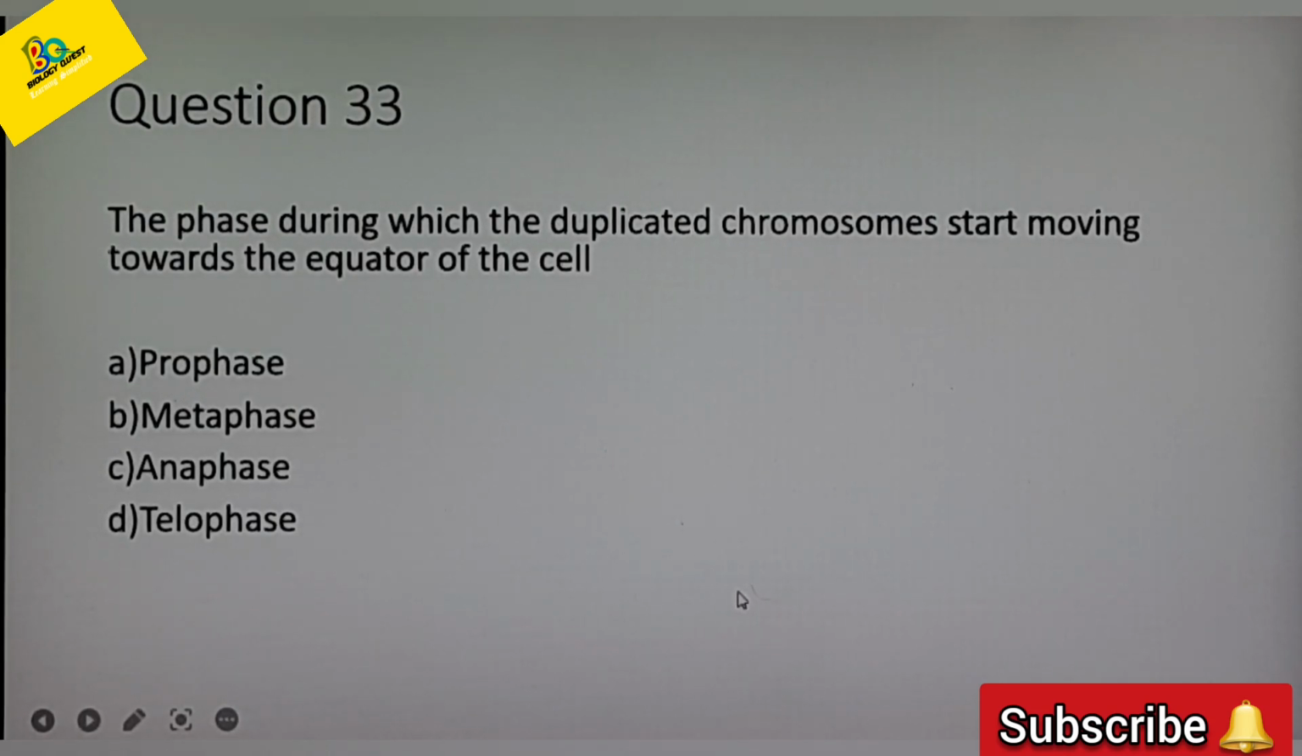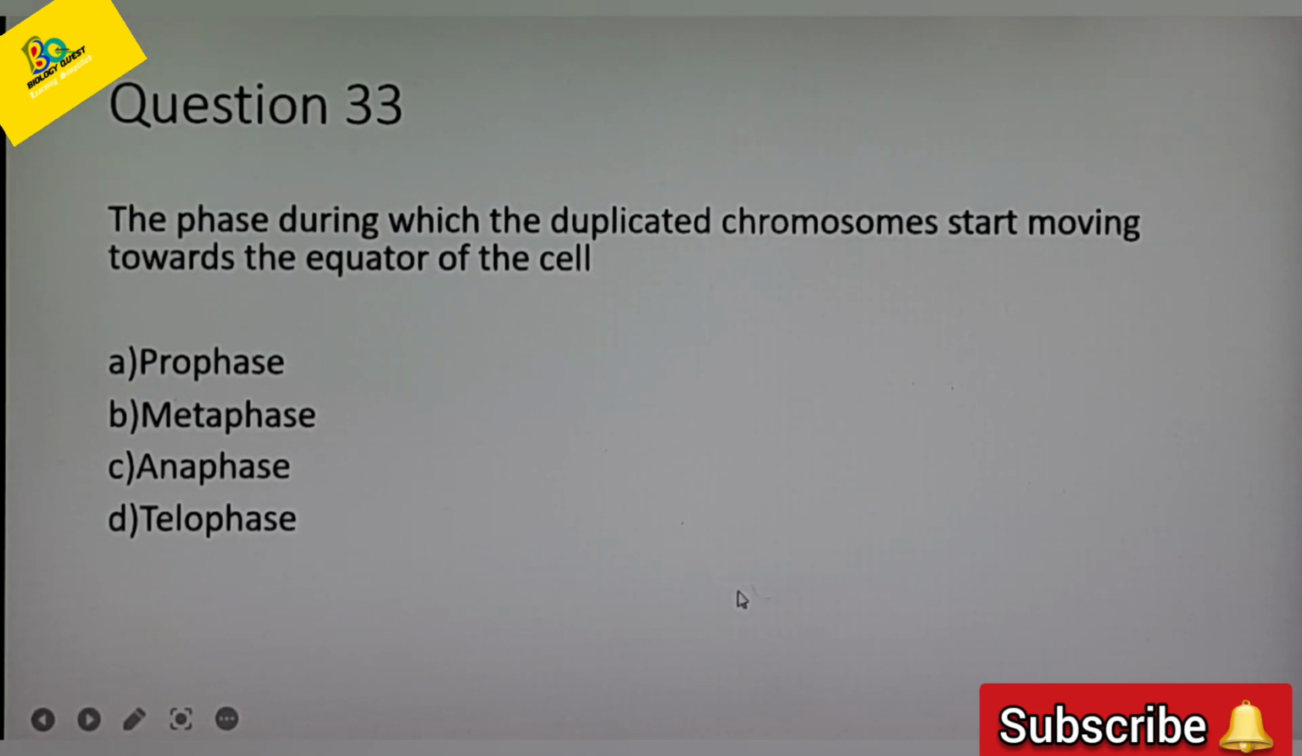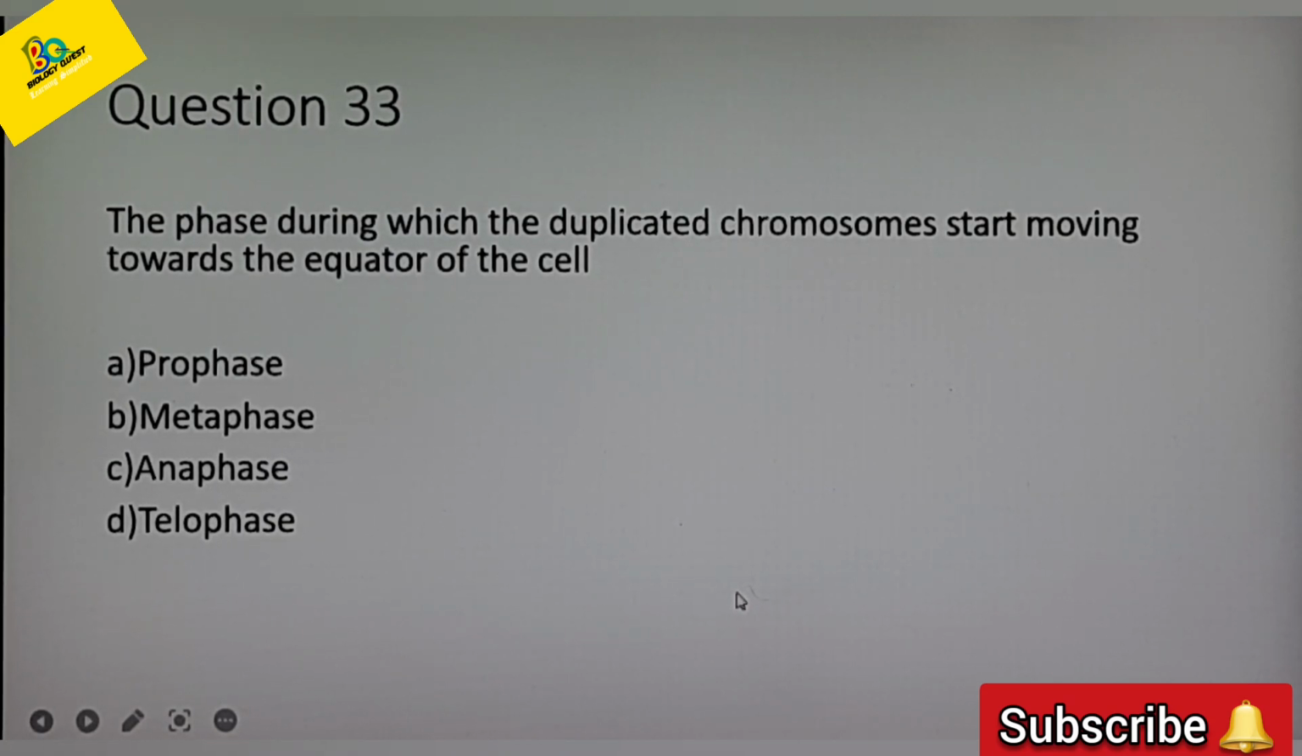Next question. The phase during which the duplicated chromosomes start moving towards the equator of the cell. Which is the phase? Options are prophase, metaphase, anaphase, and telophase.